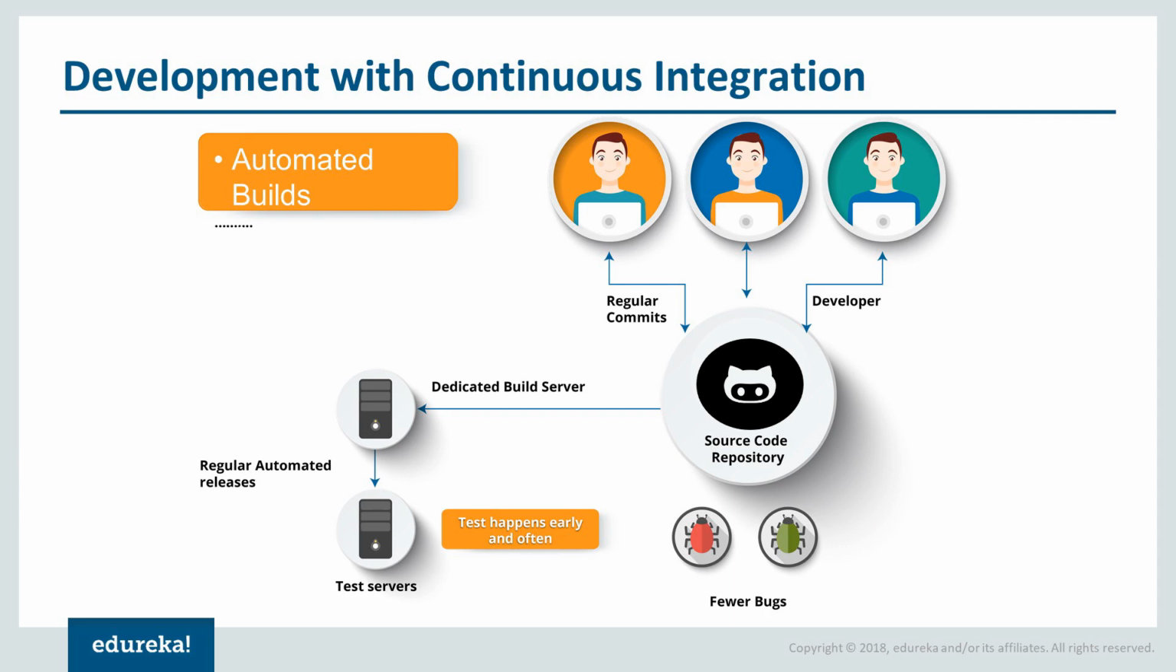So some of the important things to understand in this diagram would be that, first of all, the developers are doing very regular commits as per the CI principle. It is going into the source code repository. From there, the builds will be triggered on the CI server, for example on Jenkins servers, and then you have regular automated releases onto the test servers, and tests happen early and very often in these scenarios. So you have continuous testing enabled for all your builds, and whatever commits and pushes have been done by the developers, which in turn results in fewer bugs in your source code.